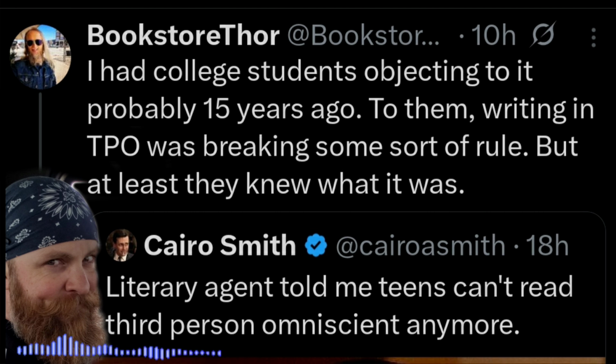The claim made by the literary agent in the tweet today that teen girls are not capable of reading third-person omniscient, I think is the natural result of a long and drawn-out process that was inevitable, and it was kind of like baked in from the beginning.